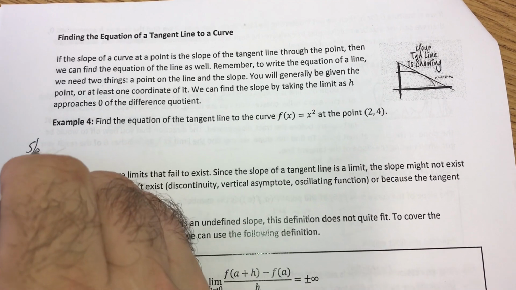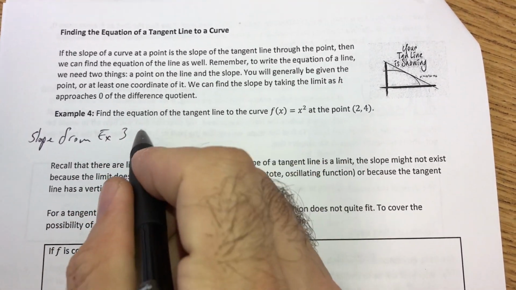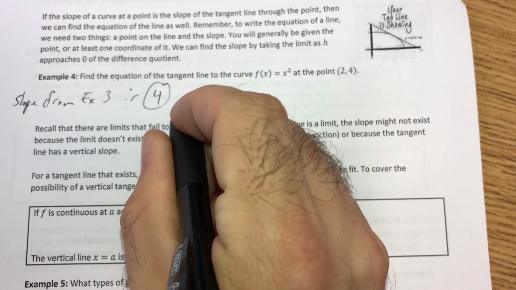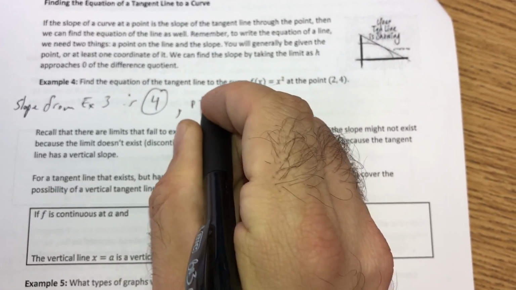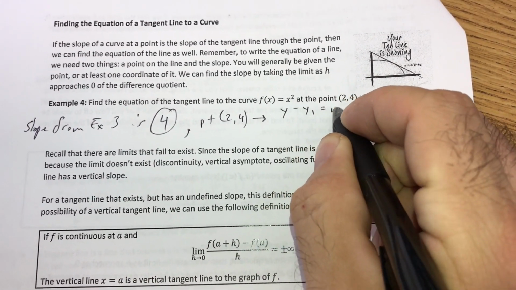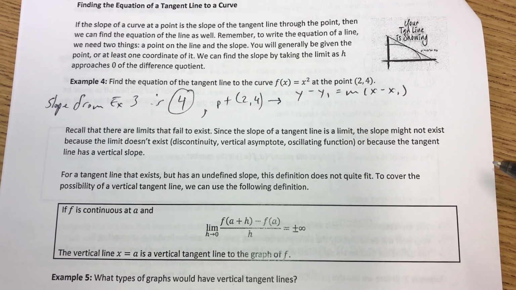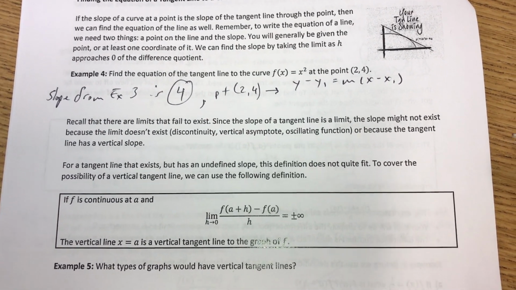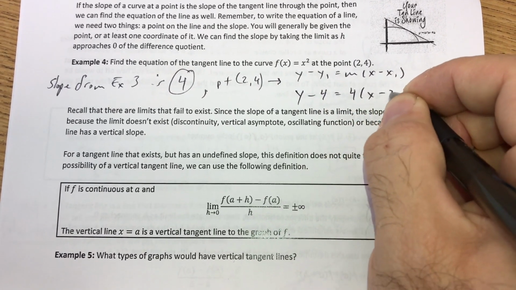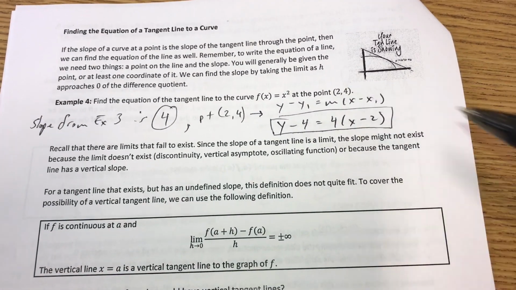We already know that the slope from example 3 is 4. So we already know that. And we know that we have the point (2, 4). So what we're going to do is use point slope form: y minus y1 equals m times x minus x1, to easily write the equation of the line, and we can just leave it like that. Point slope form is your best friend this year. So we've got y minus 4 equals 4 times x minus 2, and there is the equation of said tangent line at the point (2, 4).